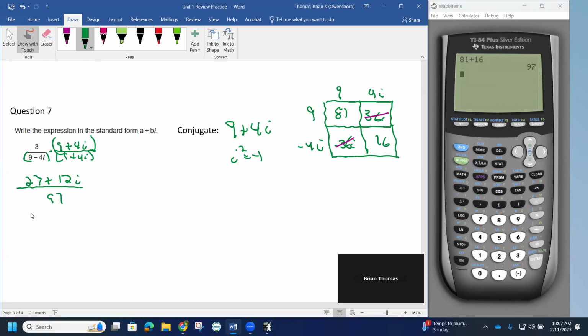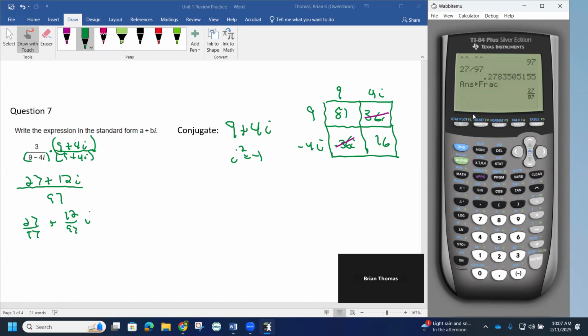So what we can do now is separate it into two separate fractions. So 27 over 97 plus 12 97ths i. I don't think either one of those fractions reduce. So again, I can go 27 divided by 97 and then hit enter and then hit the math button and turn it into a fraction. And notice how it stays 27 97ths.